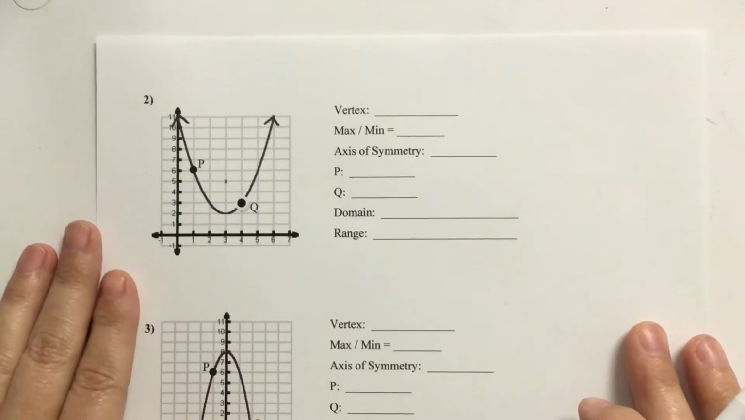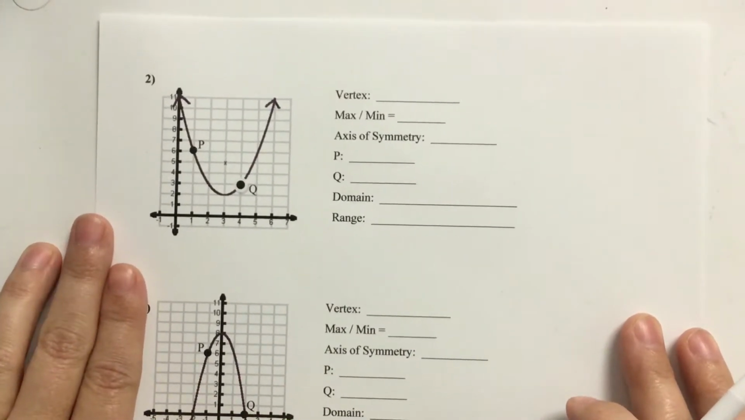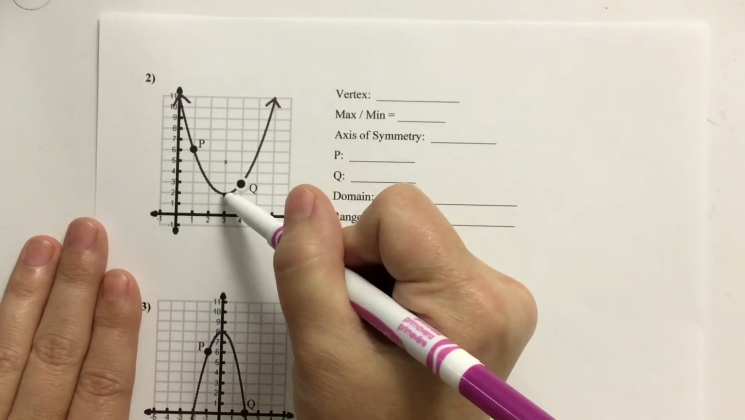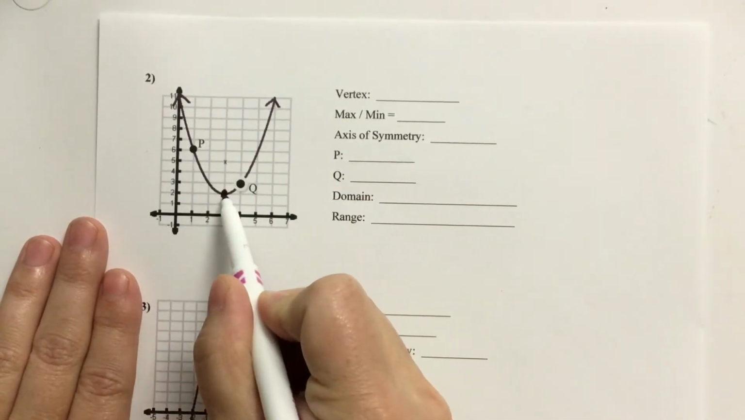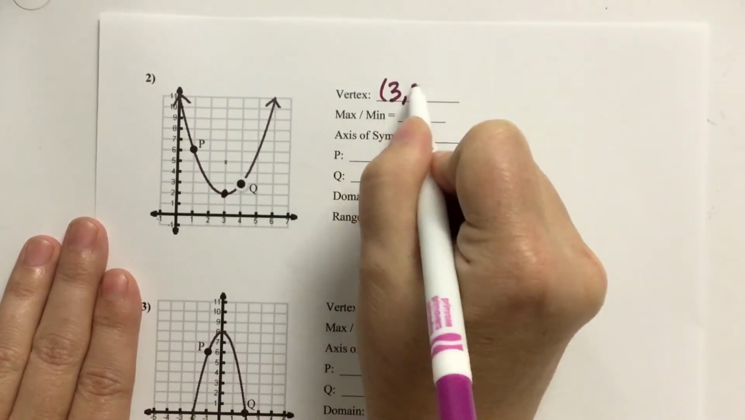Okay, let's just try some more. All right, so let's start with the vertex. The vertex, remember, it's the lowest point or the highest point. So this time, once again, it's the lowest point. I go right 3 and up 2 to get there. So that's the point (3, 2).